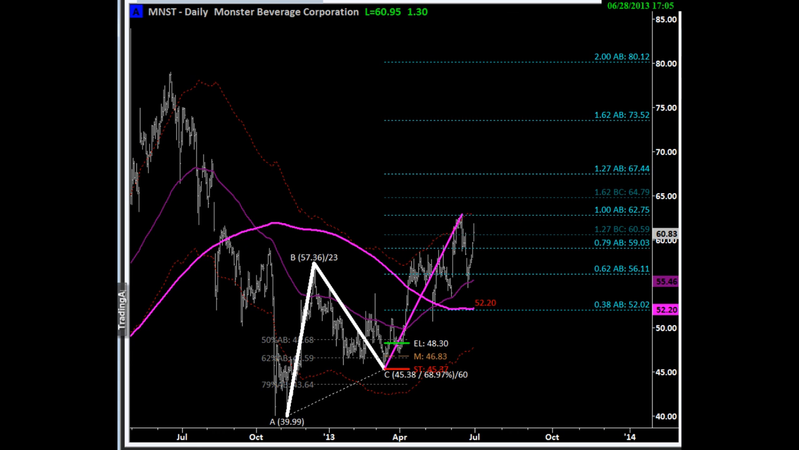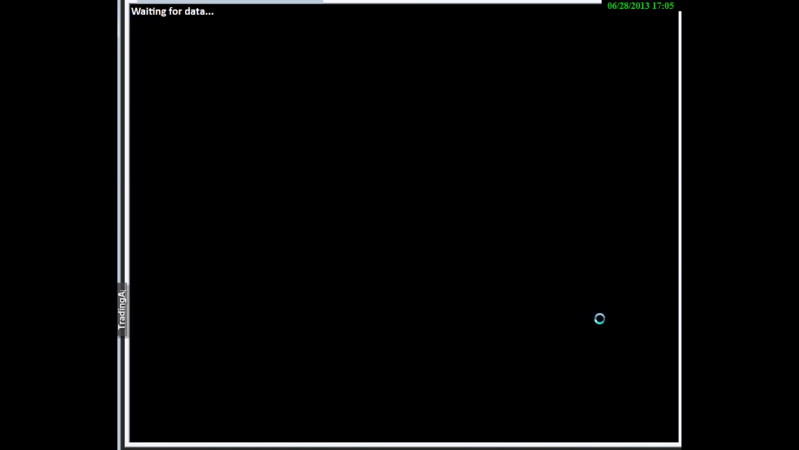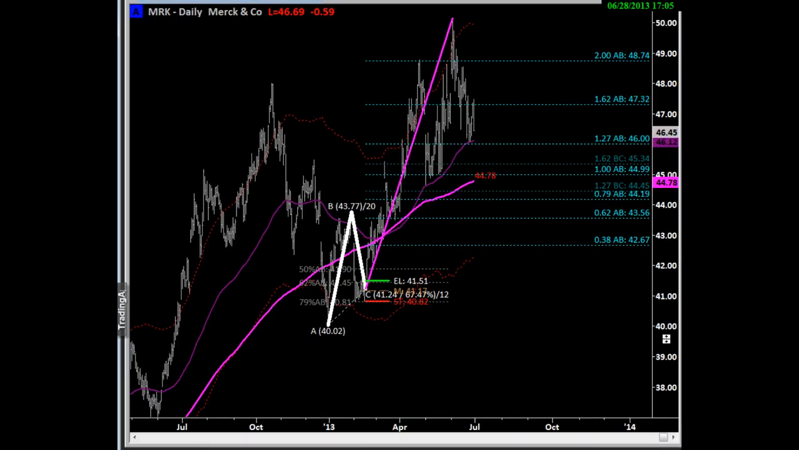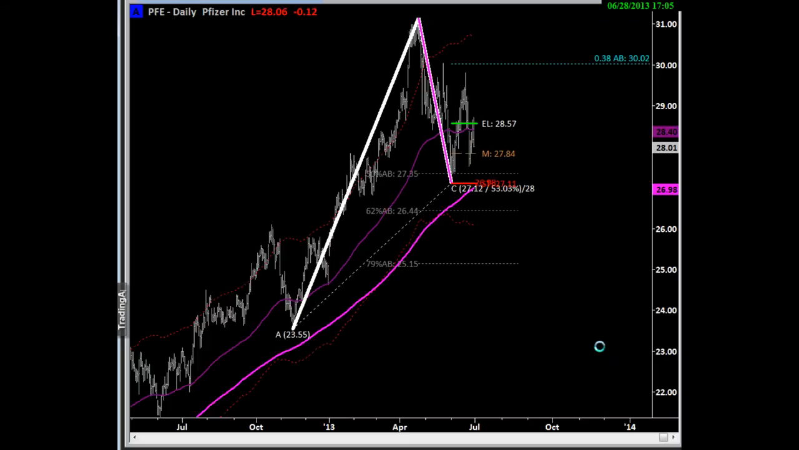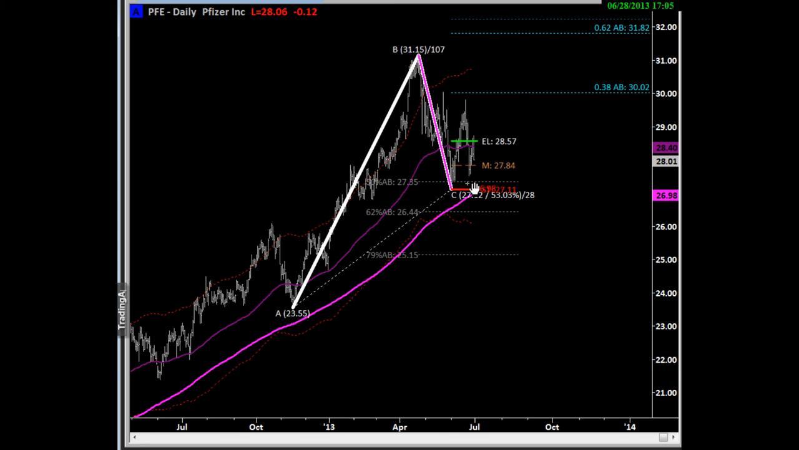Next one is Merck. Merck has been significant in the last few weeks. They've really done well. So is Pfizer. Pfizer is also showing its strength, and I believe both of them are pretty strong stocks to move up. Next one is Blue Nile.